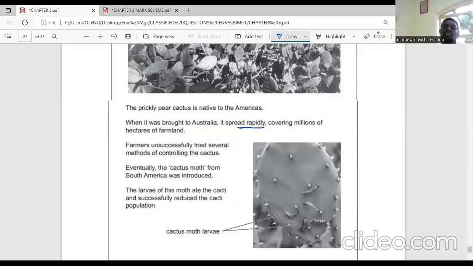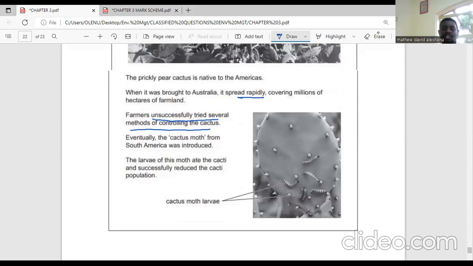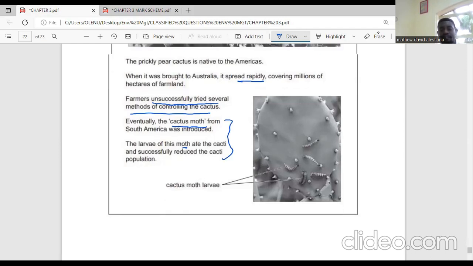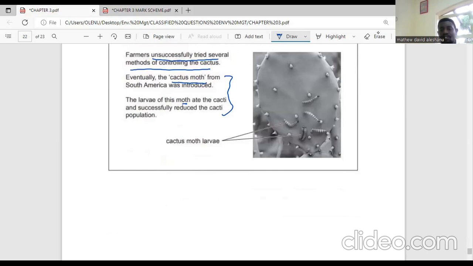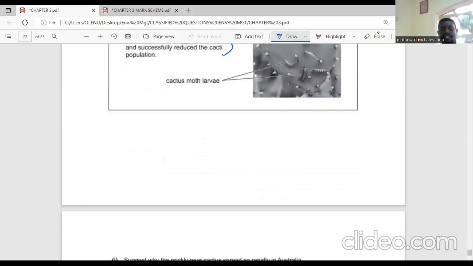Farmers unsuccessfully, that means they unsuccessfully, tried several methods of controlling the cactus. Eventually, the cactus moth from South America was introduced. The larva of this moth ate the cacti and successfully reduced it. So this is a biological method because they use another organism to control it. This is the moth that was introduced that successfully ate it.